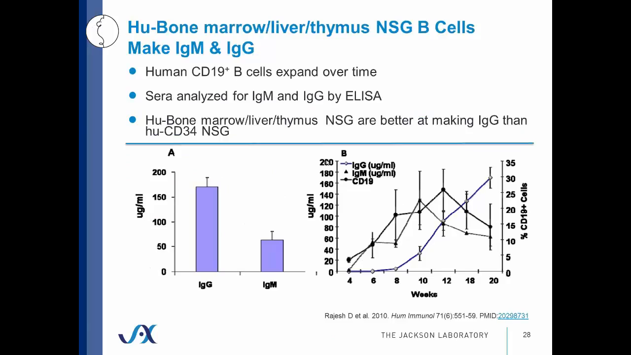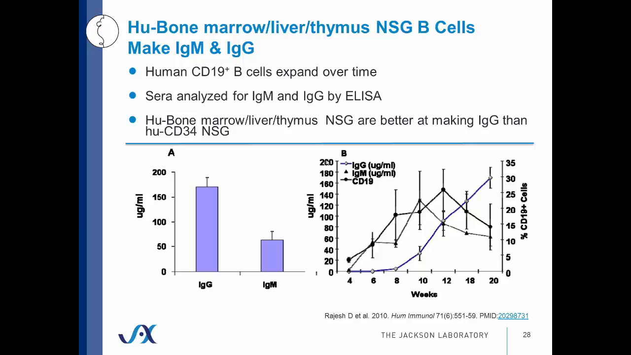All right, so the next question that was asked is whether the BLT NSG mice have functionally mature B cells. And indeed, these mice do make functional IgM and IgG. So if we take a look here, we can take a look at the serum of these mice and measure the IgG and IgM by ELISA, and we can see that the IgG produced in the BLT NSG mice is much higher than what you would find in a typical humanized NSG mouse.